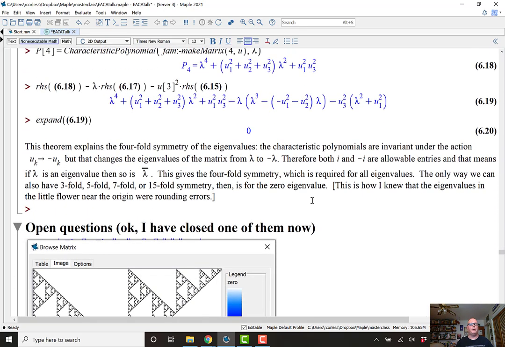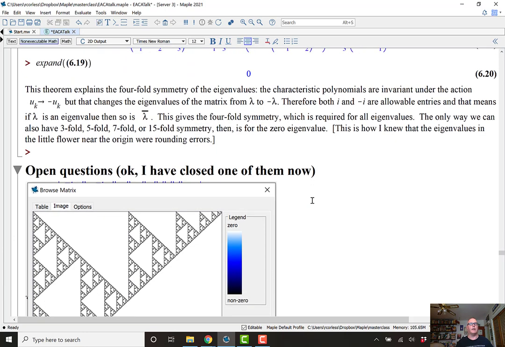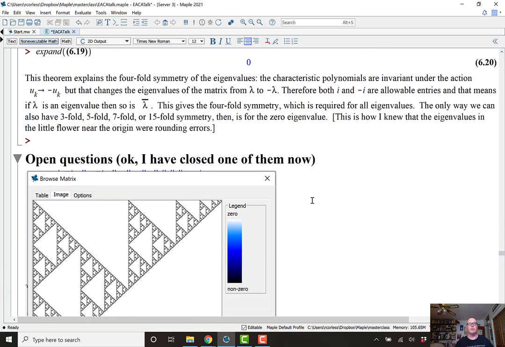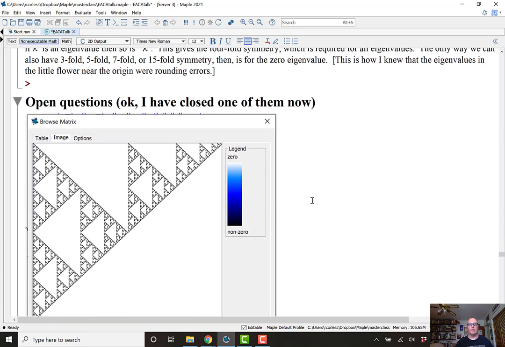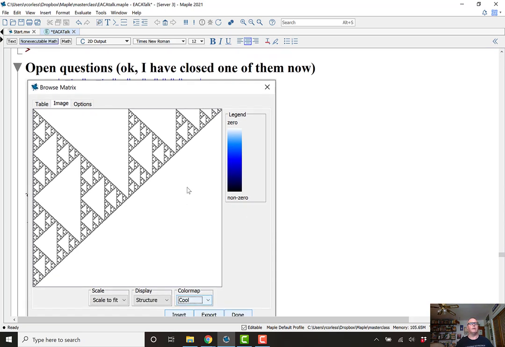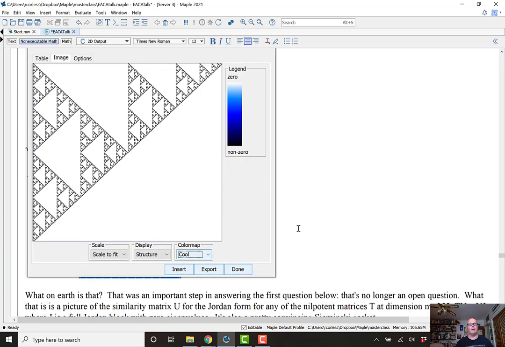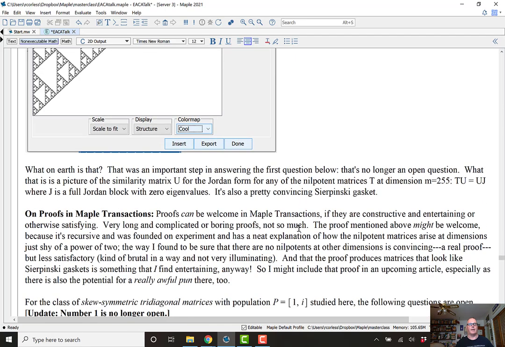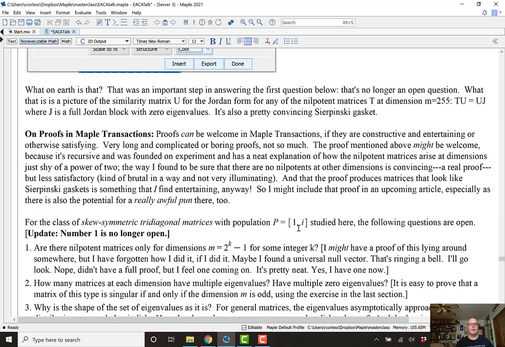All right, open questions. We're arriving at the last 10 minutes or so of the talk, and there are open questions. I'm going to close one of them, though. So here's a nice image, and I'll explain what that image is used for in a minute. I like that matrix, that image.